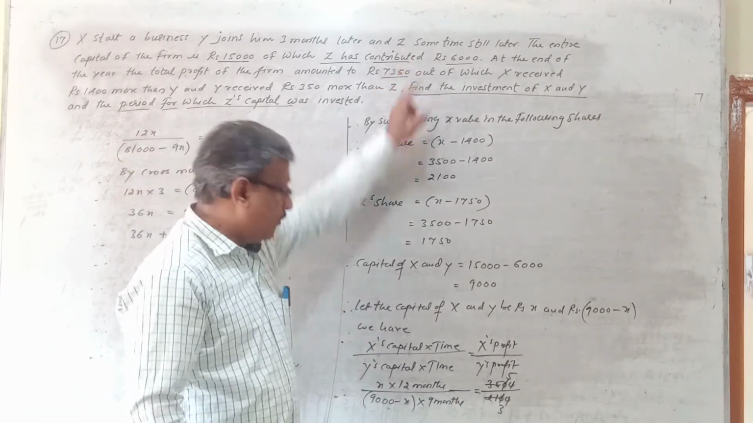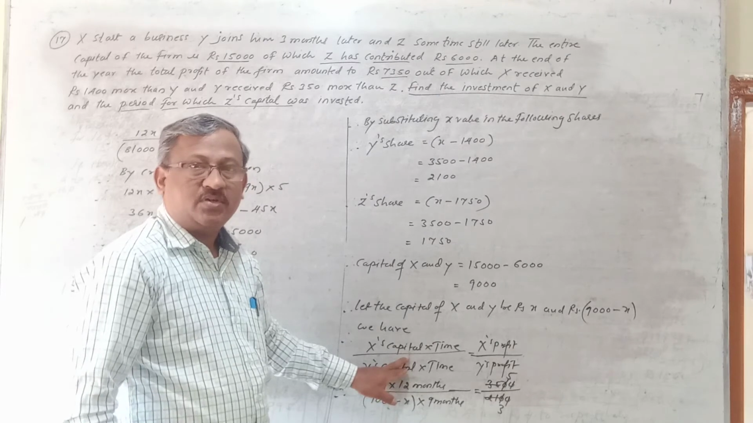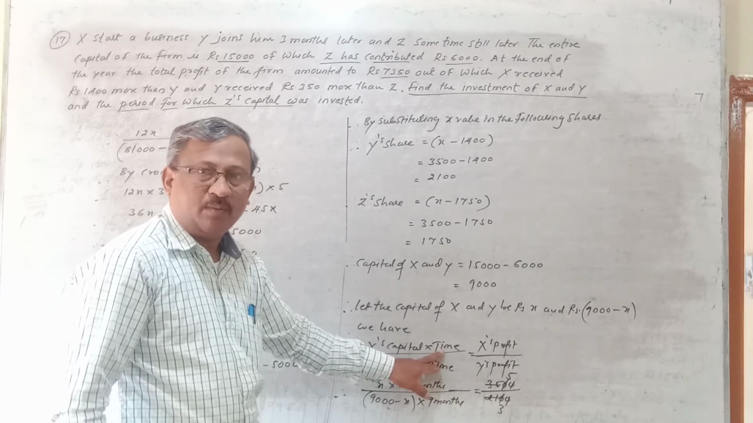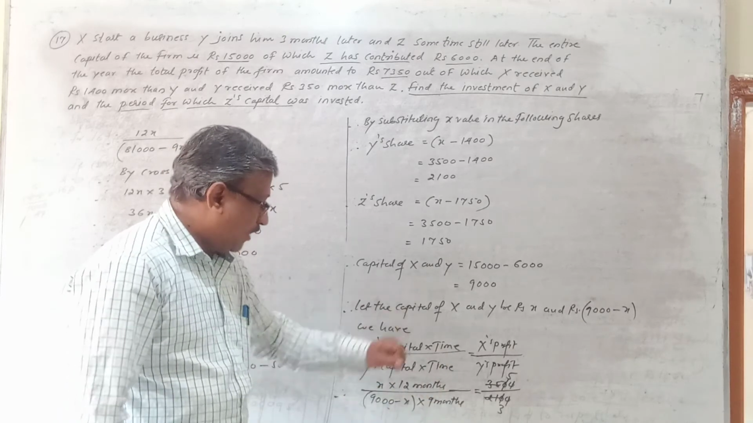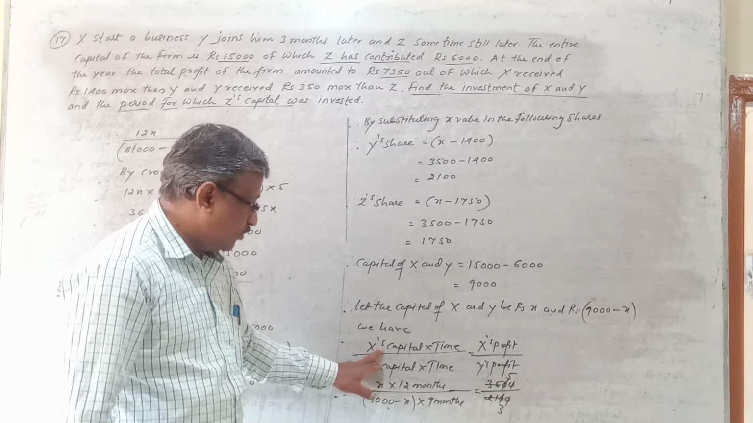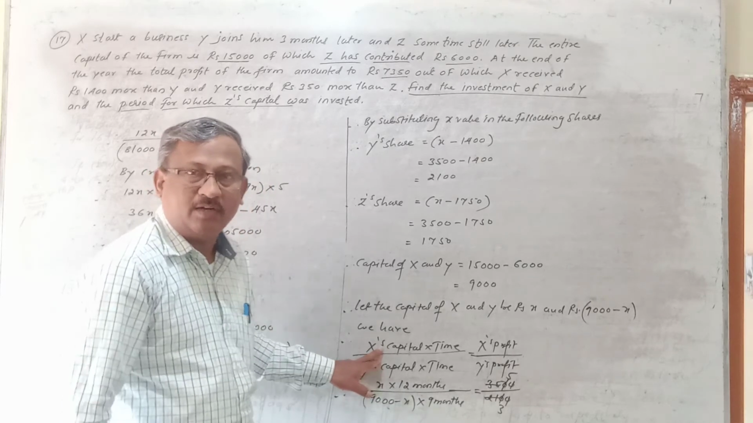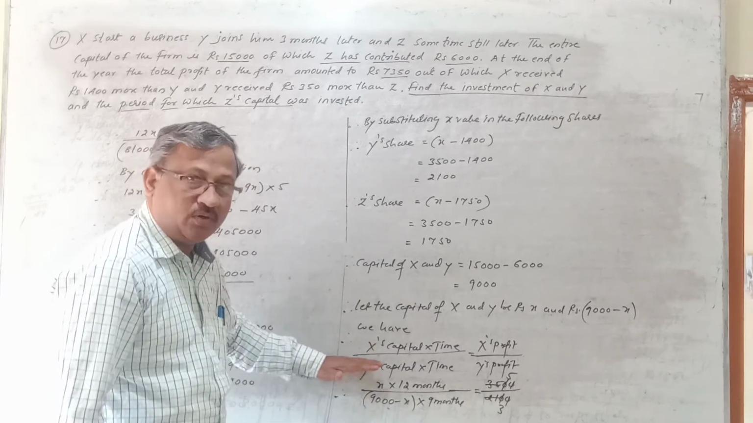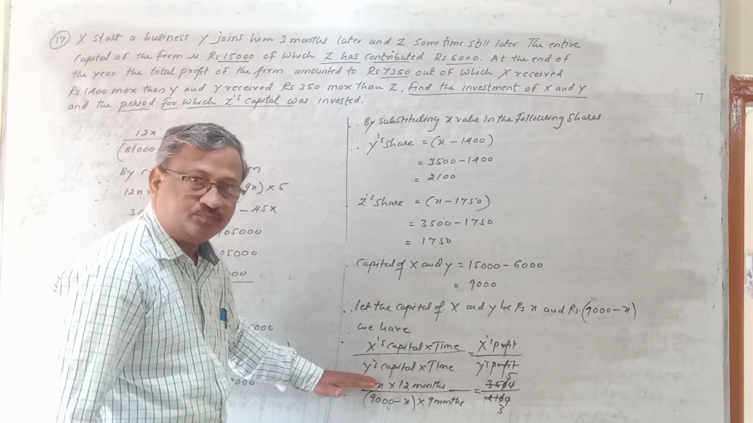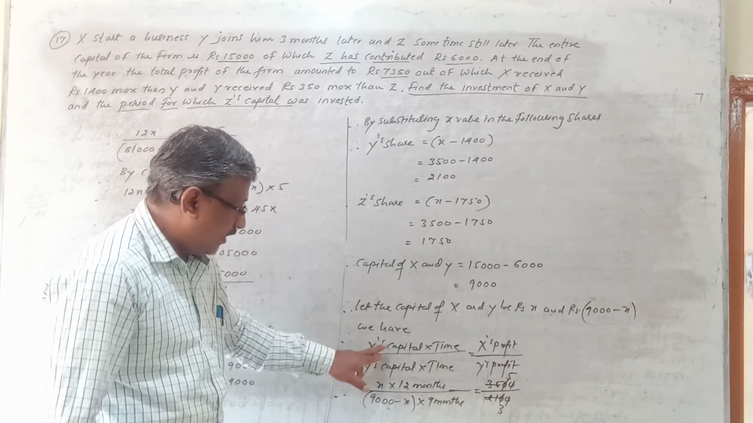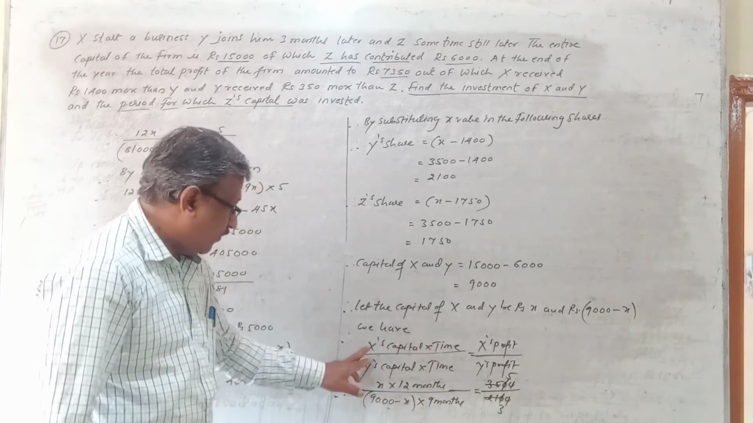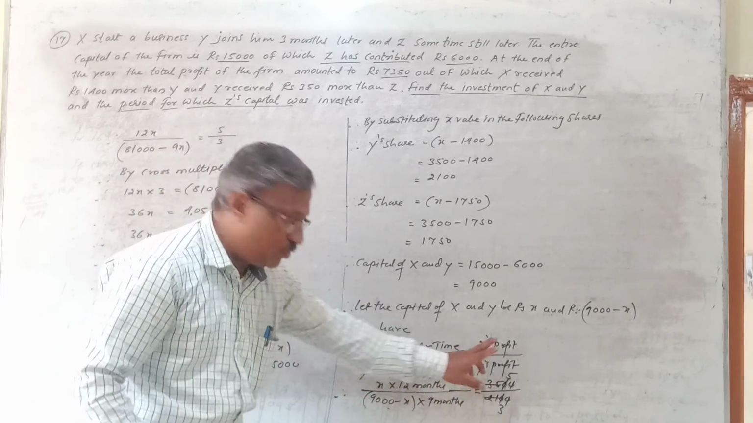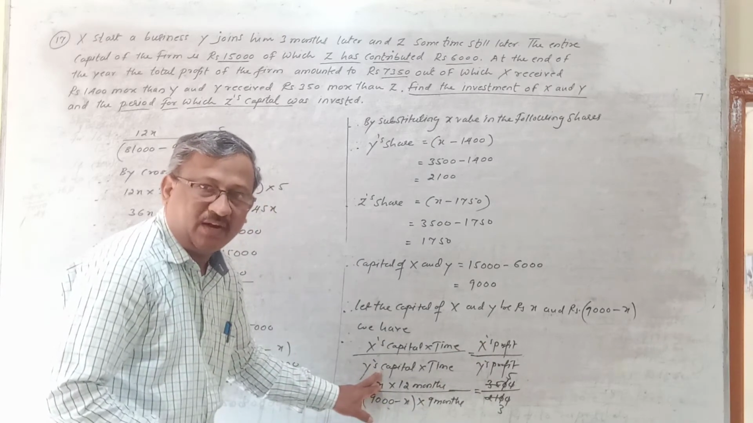So to calculate the time, we can easily find it from this equation, because here we take the time into consideration also. To calculate the time, at the numerator place you can take either X's capital or Y's capital, because you can calculate the capital ratio of X to Z or Y to Z. If you take X's capital into his time, which is already known in the problem, and X's profit is also known, Z's capital is known here, divided by Z's capital.